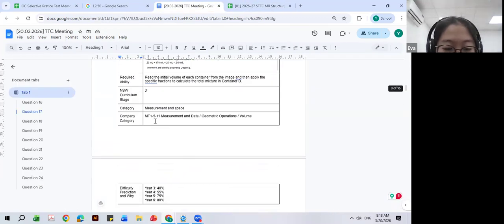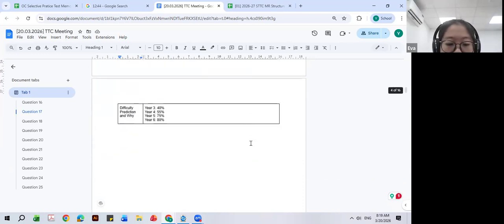Common category is MT1 511 measurement and data, geometric operation, volume.